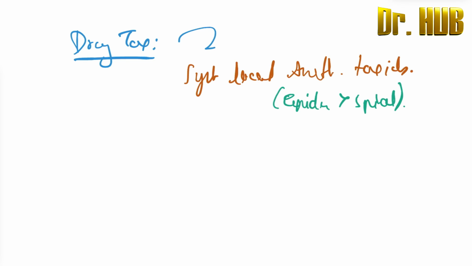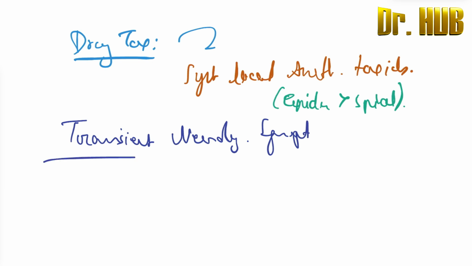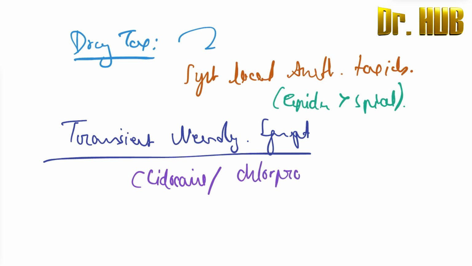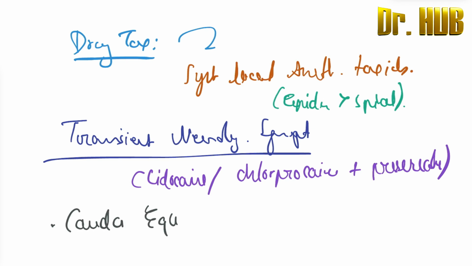Next are transient neurological symptoms. Transient neurological symptoms are associated with lidocaine and chloroprocaine with preservatives. Then is the cauda equina syndrome, that is the lidocaine.